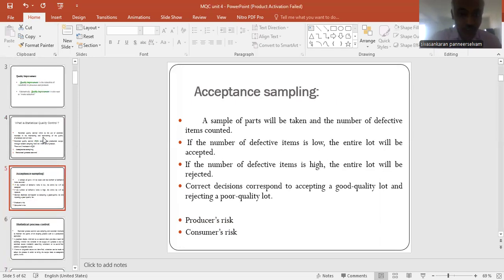So first, let us go with acceptance sampling. What do you mean by acceptance sampling? In this method, the whole population of the parts cannot be taken for inspection. Say for example, if there are 10,000 parts, out of that a sample of 10 or 15 parts is taken at random, and we can do the inspection process within those 10 samples. If the defective items are very minimal, then we can go for acceptance. If not, the rejection of the part.